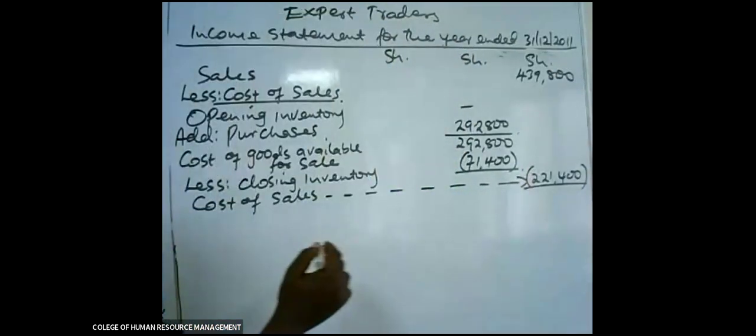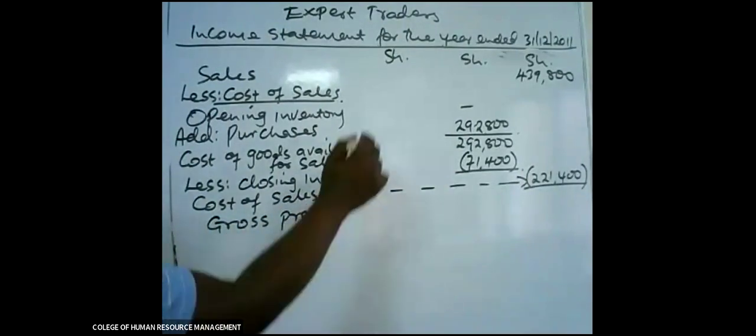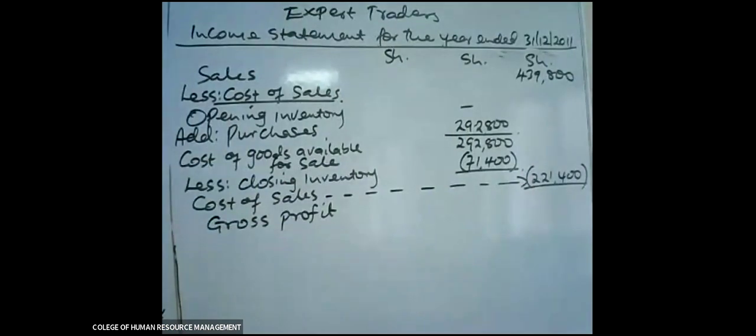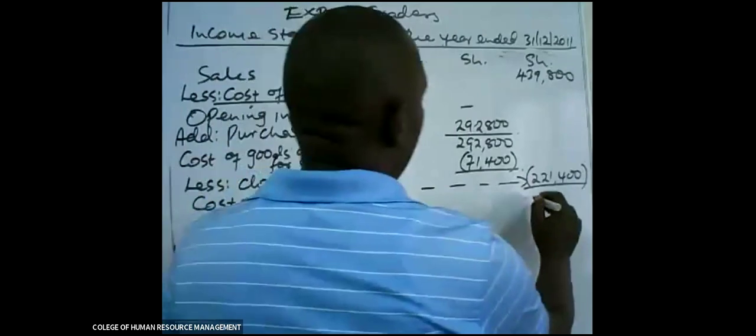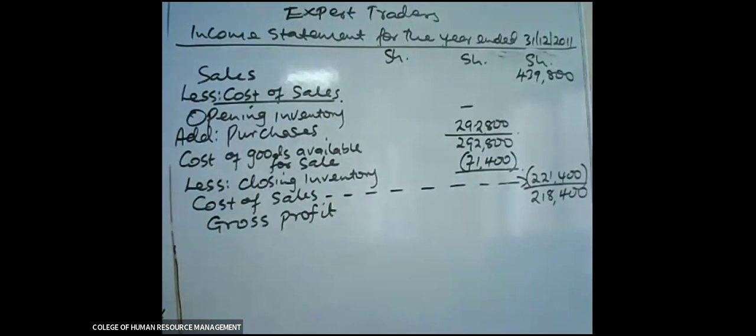Sales minus cost of sales. In this case, we are going to realize gross profit because sales is more than the cost, which is 218,400. The gross profit. Then we have other incomes: discount received, commission received, interest received, rent income. We don't have rent income, the rent there is an expense.